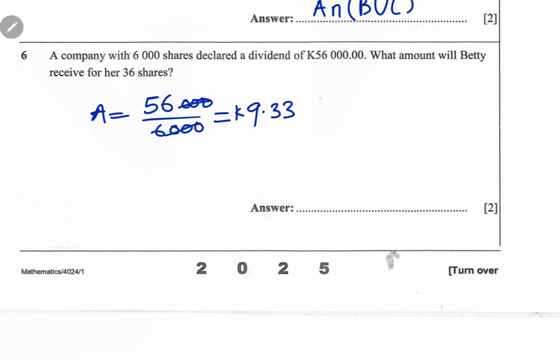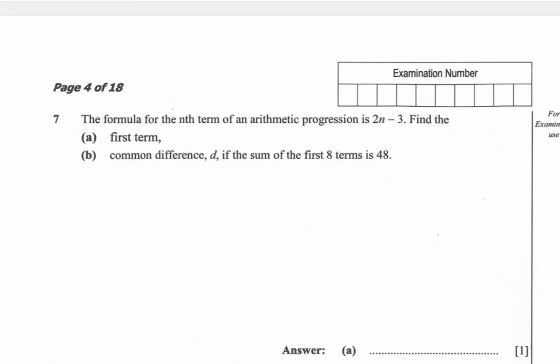Then now looking at Betty's share is 36, so multiply by 36 and that should give us 336. Okay, the question is, what amount will Betty receive for 36 shares? So 336 kwacha, if I'm not mistaken. So kindly confirm this as you go through.